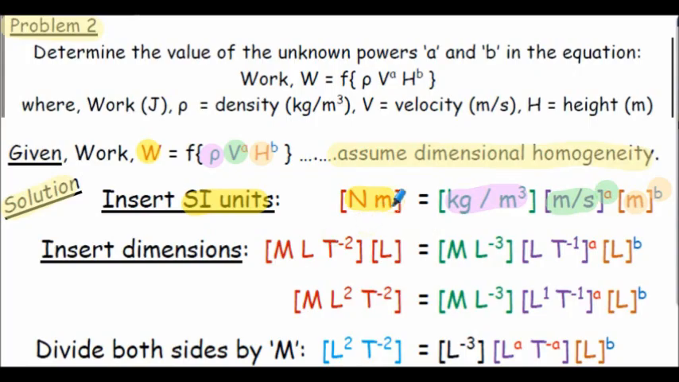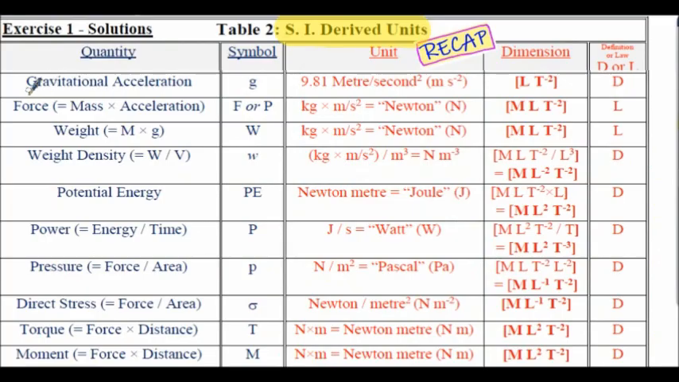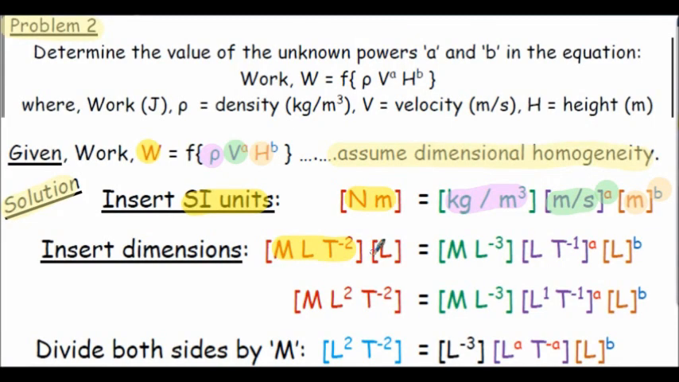We know from our previous lecture that the Newton can be written as M L T to the negative 2. Referring back to our table 2, force is the unit of the Newton, but don't forget a Newton is actually a kilogram meter per second squared. It's a derived unit of course, and that has the dimensions M L T to the negative 2. That's what's shown here, M L T to the negative 2. And of course the meter is actually dimension L.